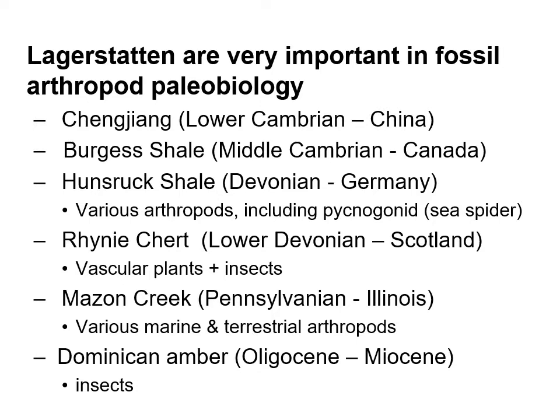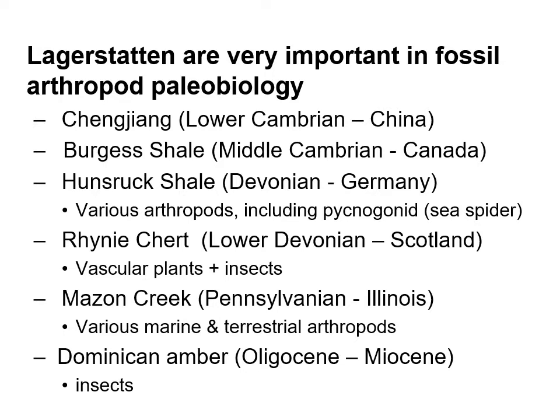Since we don't have a great fossil record of every single group of arthropods outside of our calcium carbonate exoskeleton producing ones like trilobites and ostracods, we have to rely on the very important fossil deposits of Lagerstätten throughout the Phanerozoic to check in on some of our arthropods throughout geologic history. So, for example, we can see what's going on in the lower Cambrian for arthropods by looking at the Xinjiang Formation in China. We can see the middle Cambrian in the Burgess Shale of Canada. We can then check in again in the Devonian in Germany with the Hunsrück Shale, and here's where we start to see pycnogonid sea spiders and other kinds of arthropods.